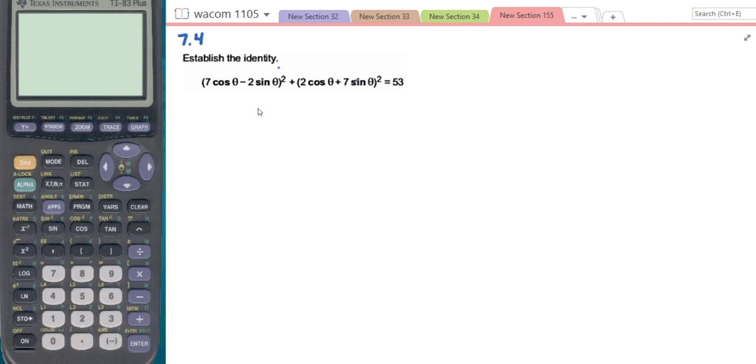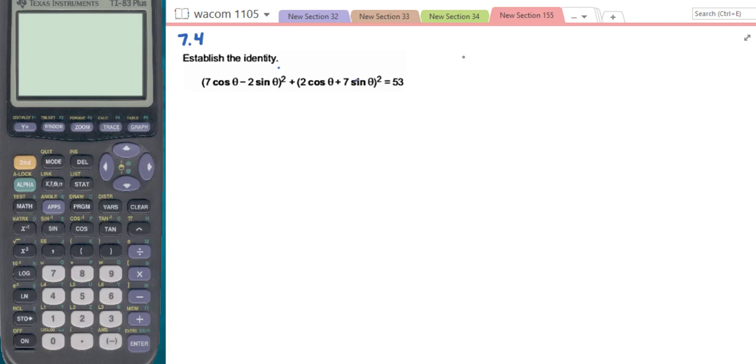Have a look at this. We want to simplify on the left-hand side. And the first one, we are squaring a binomial. We did look at the shortcut for that last time.